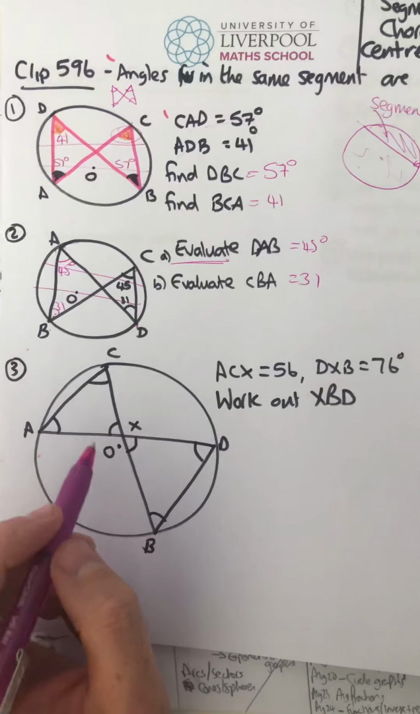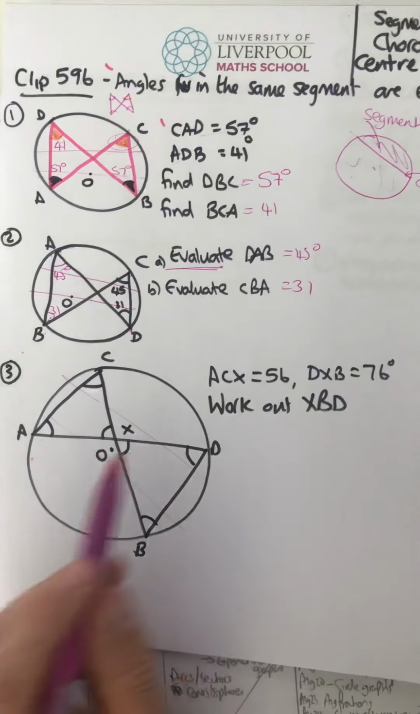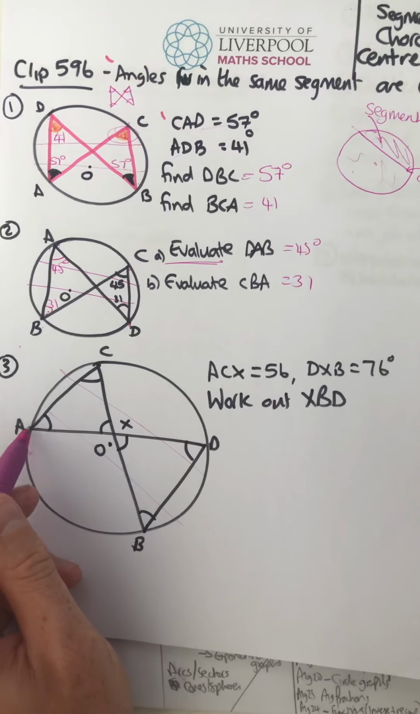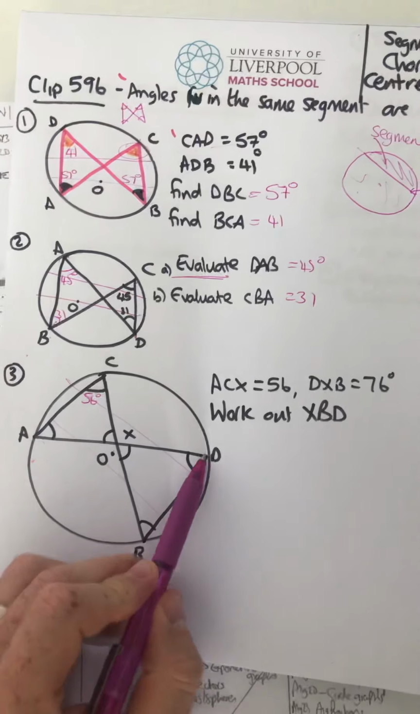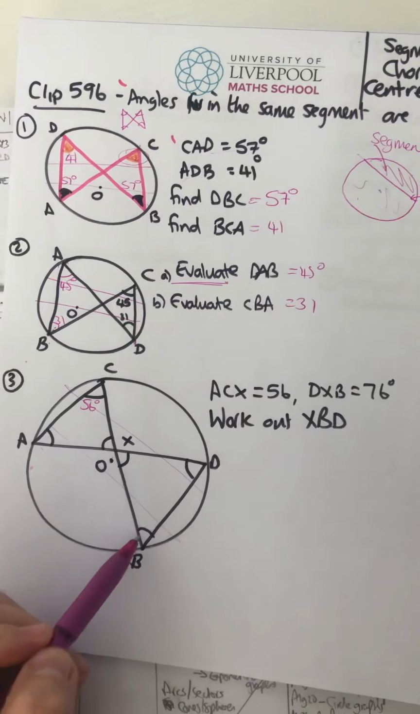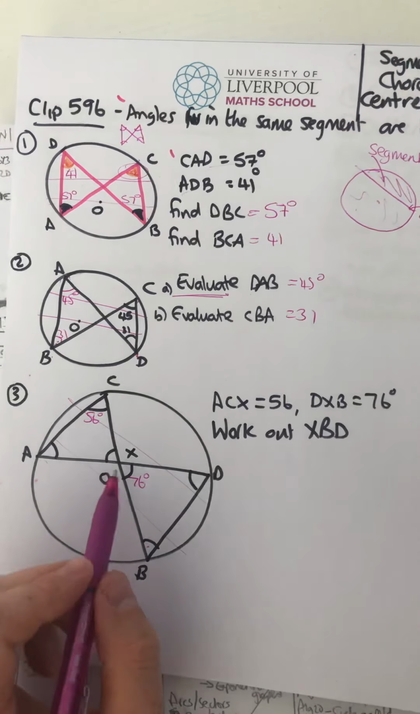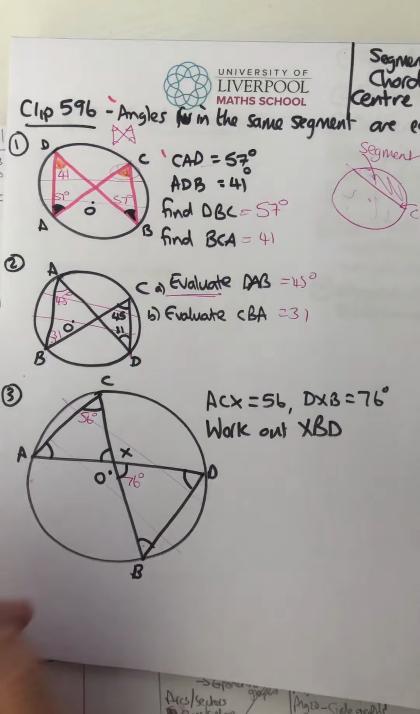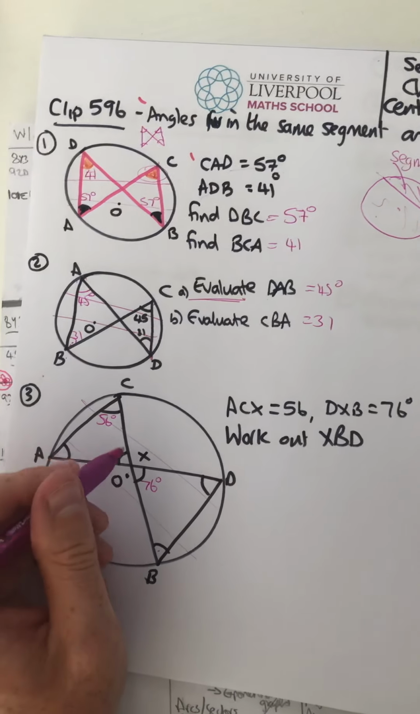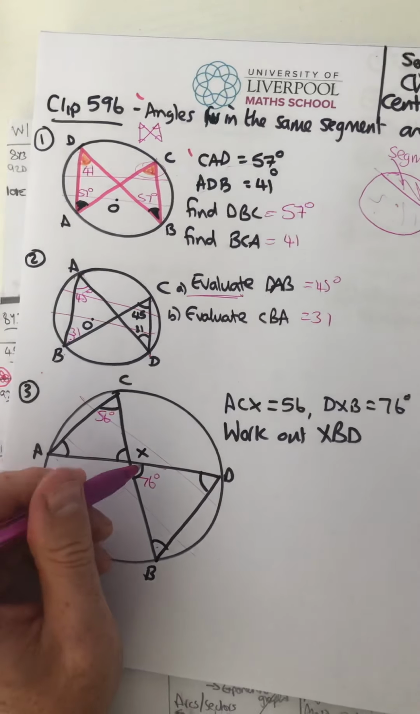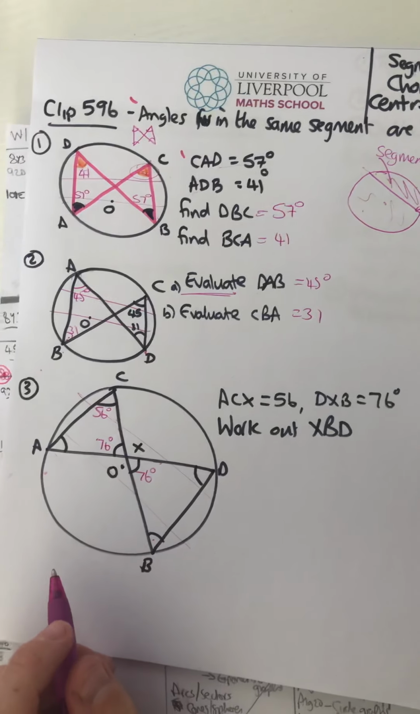In this diagram, if you draw a line there, these 2 are the same. These 2 will be the same. ACX equals 56 degrees. DXB is 76. It says to work out XBD. Right, another rule that you know from earlier down the school: where those 2 cross, they're vertically opposite angles. That would be 76 degrees.